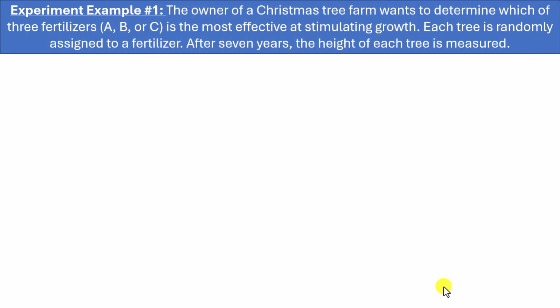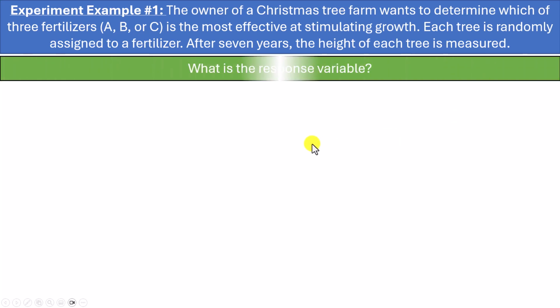Okay, let's take a look at some examples, and then we'll have one for you to try. So here's number one. It says the owner of a Christmas tree farm wants to determine which of three fertilizers, either A, B, or C, is the most effective at stimulating growth. Each tree is randomly assigned to a fertilizer, and then after 7 years, the height of each tree is measured. So first we are asked, what is the response variable? Well, the response variable is what we're collecting, which is going to be the height of the tree after the 7 years of it growing. So the height of the tree is going to be our response variable.